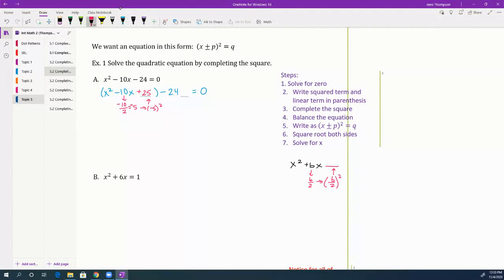The next step 4 is to balance the equation. Well, I had a balanced equation, but now I just added 25 to the left side. Well, then it's no longer equal. I can't just add things to one side, right? I can't just add weight to one side of the scale. So what I have to do here is I have to subtract it back off. So I added 25 to the left-hand side. Now I'm going to subtract it back off outside the parentheses. So minus 24 minus 25 gives me minus 49.